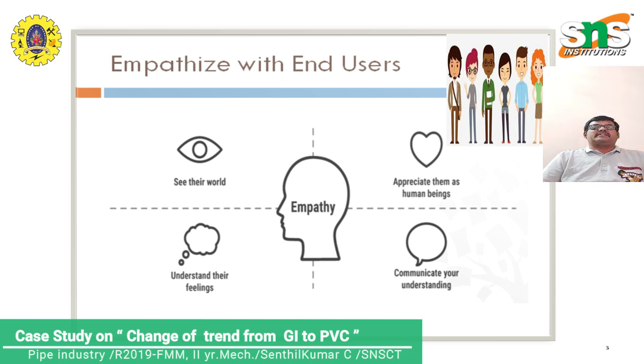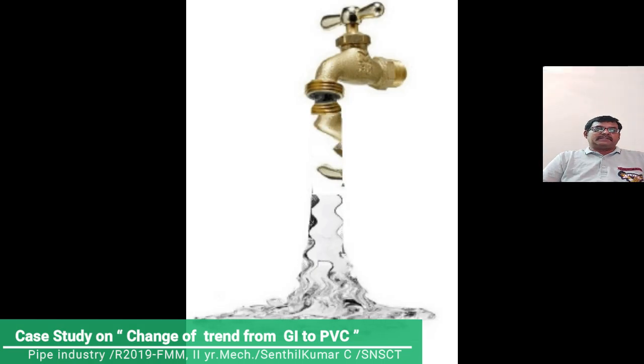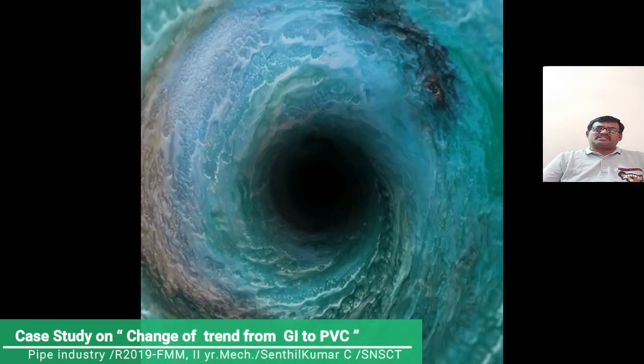So, empathize. In the pipe industry, till 1960 they were using GI pipes, galvanized iron pipes, and in ancient days they used bamboo structures and clay structures, and those old stories we all know. Now we are going to see the evolution from GI to PVC pipe and its advancement. You already know what is meant by empathy: seeing the world from the customer side.